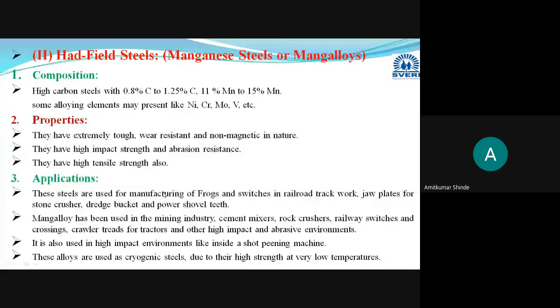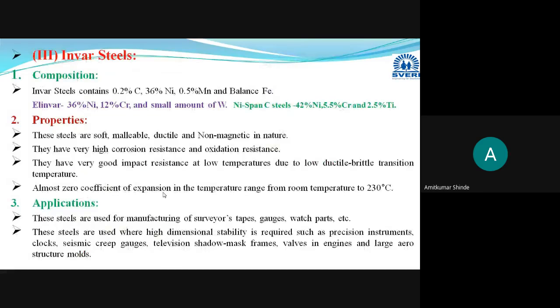Okay, if you have completed writing up, we will move towards the next type. Shall I move towards the next type? The next type of the alloy steel is the Invar steel.